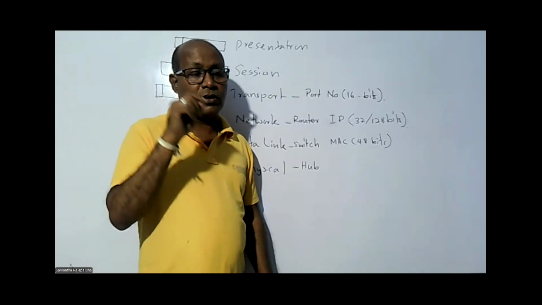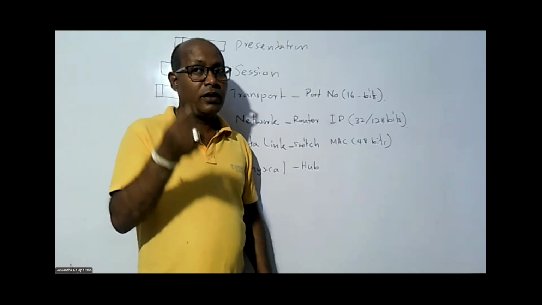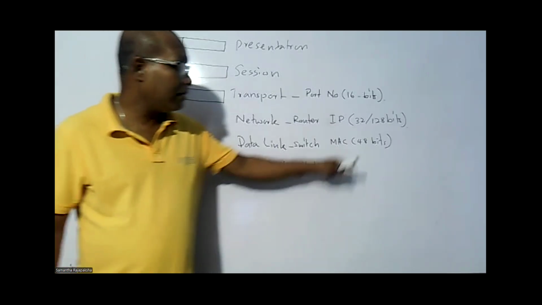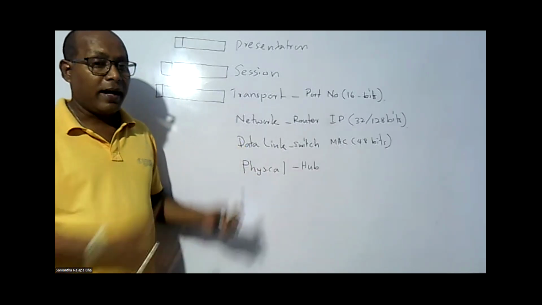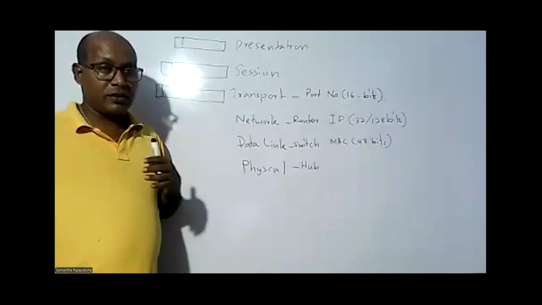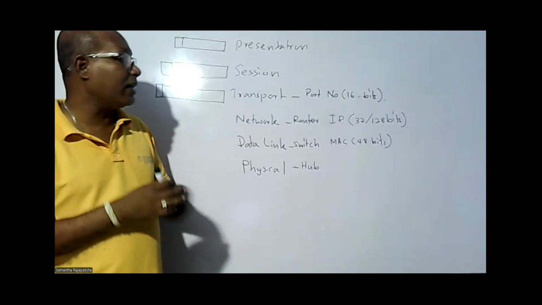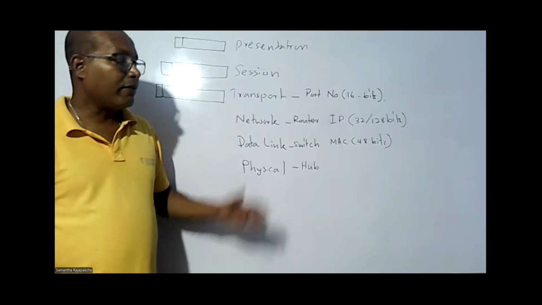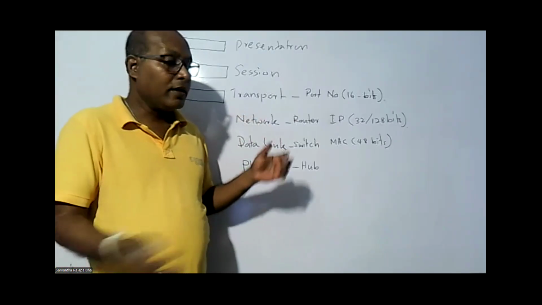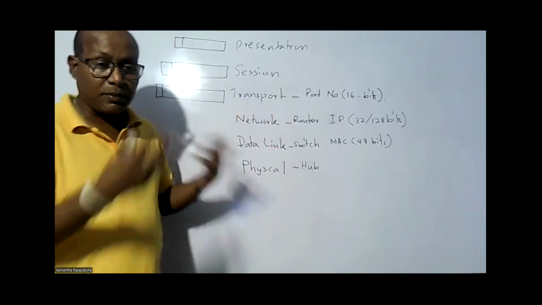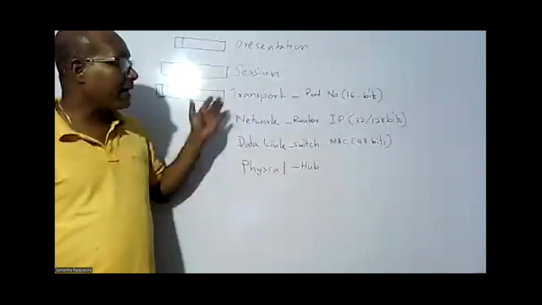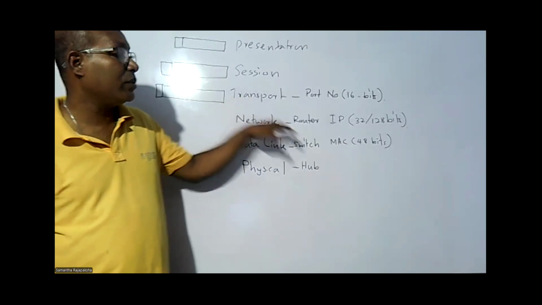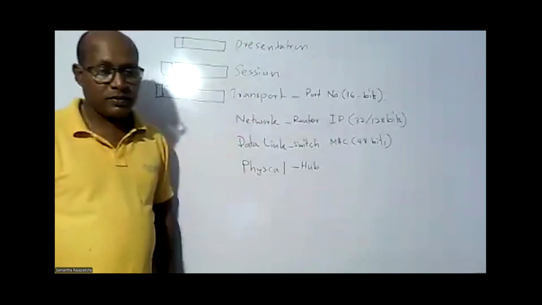Router to switch connection or network device connections are done by the data link layer using MAC address. And the source and destination machines, or sender and receiver machines, are connected using the IP address. That is in the network layer. And once the source and destination are connected, each machine has some processes or applications. So application to application connection or process to process connection is done by the transport layer using the port number.